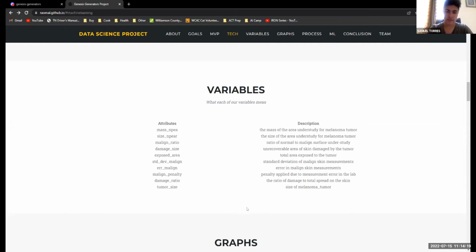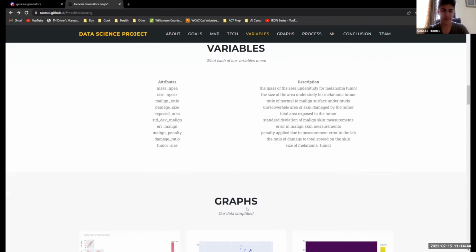So this is a list of variables that will be seen in the graphs and in the machine learning model. Some of them, just to list them off, are damage size, which is unrecoverable area of skin damaged by the tumor, exposed area, which is the total exposed area to the tumor, and damage ratio, which is the ratio of damage to total spread on the skin. Now, you should make note of them because you might have to come back to understand more of the graphs and the predictor. So on to Riley with the graphs.